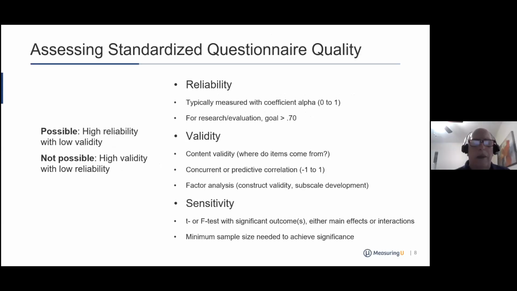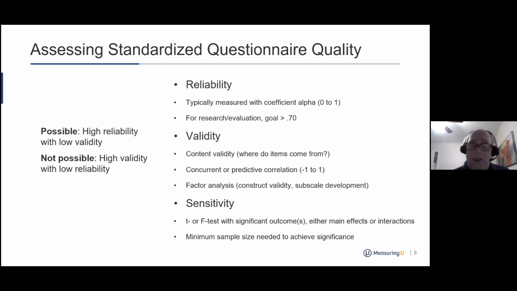But what I'm talking about here is associated with a set of methods that are known as CTT, classical test theory. So reliability in that way of doing things is usually measured with a technique called coefficient alpha. Coefficient alpha can run from 0 to 1, and for measures that are intended for research and evaluation, your goal is to get a coefficient alpha that is equal to or exceeds 0.7.